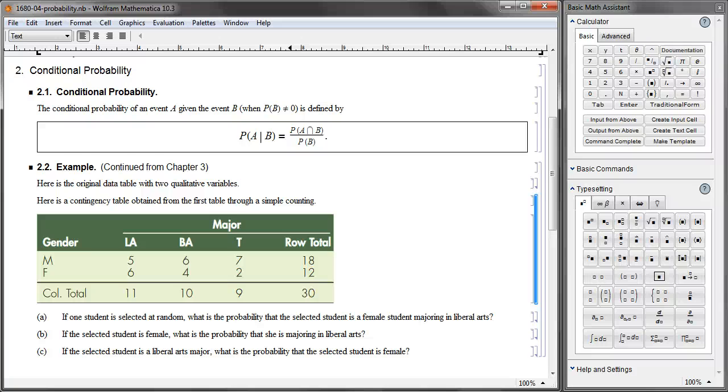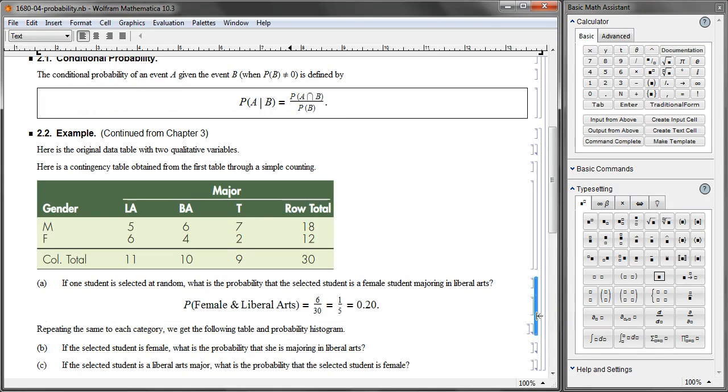If one student is selected at random, what is the probability that the selected student is a female student majoring in liberal arts? The total here is, well, the total, 30. There are 30 students. And one student is selected at random out of this sample of 30 students. So what is the probability that the selected student is a female student majoring in liberal arts? There's 6 where my mouse is. So the probability is 6 over 30, which is 0.2. Female and liberal arts. It's easy to calculate and easy to understand.